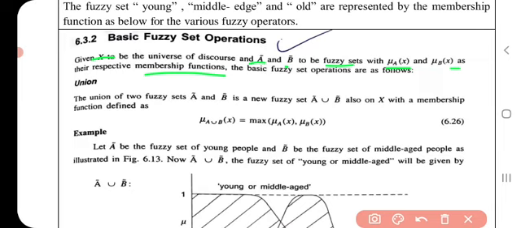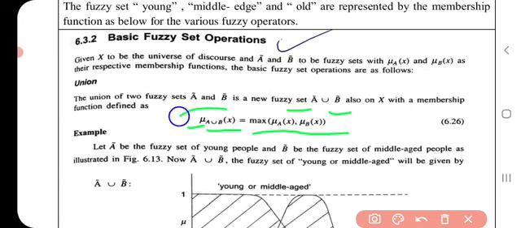Okay, now the first operator is union. The union of two fuzzy sets A bar and B bar is a new fuzzy set. What is the symbol of union? A union B, also on X, with a membership function. And what is the equation of the membership function for union? The membership function mu A union B (x) is equal to the maximum of mu A(x) and mu B(x). So this is the equation for the union operation. Mu A union B (x) is equal to the maximum of mu A, mu B.